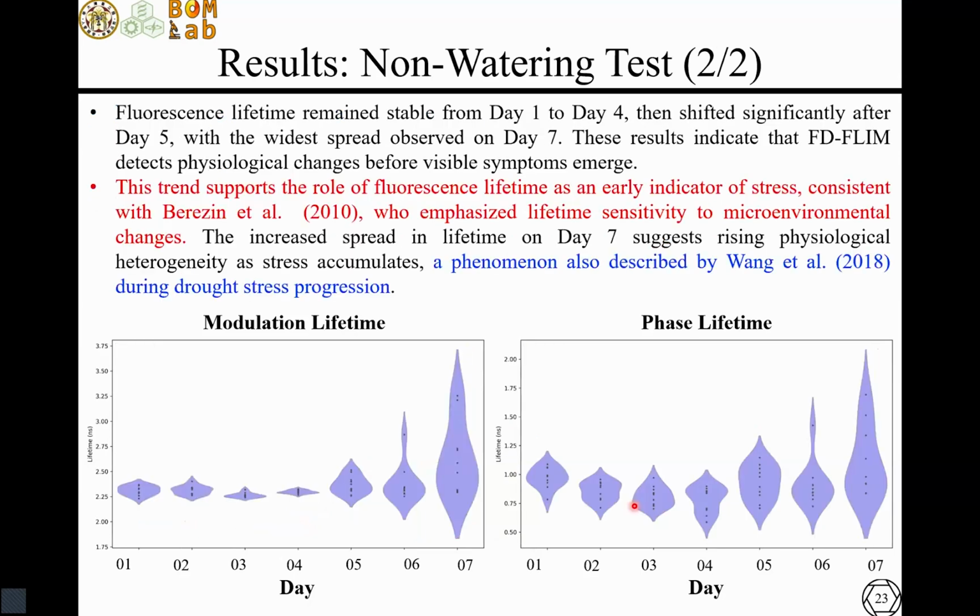We can see the result more clearly if we plot it in the violin plot. So we believe that this system can support the idea that fluorescence lifetime can be an early indicator of stress. And this result is consistent with the previous literature, which emphasizes the lifetime's sensitivity to microenvironmental changes.